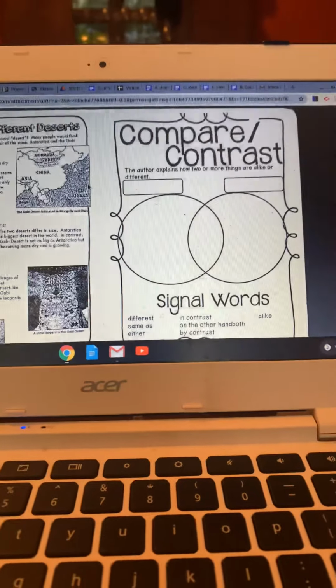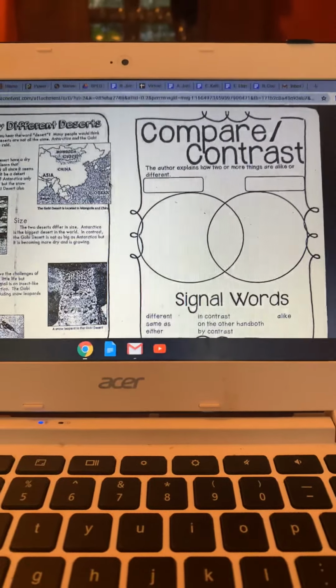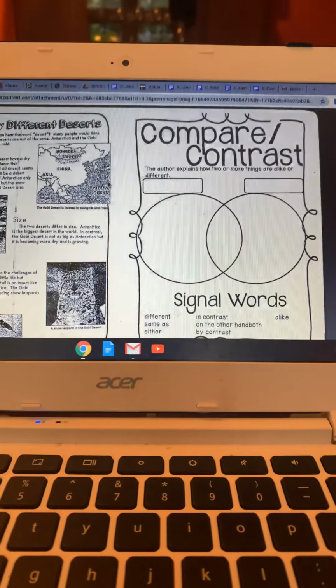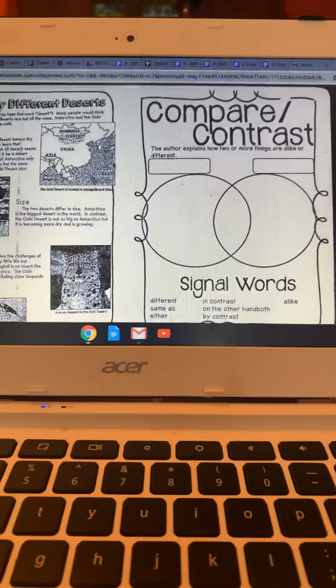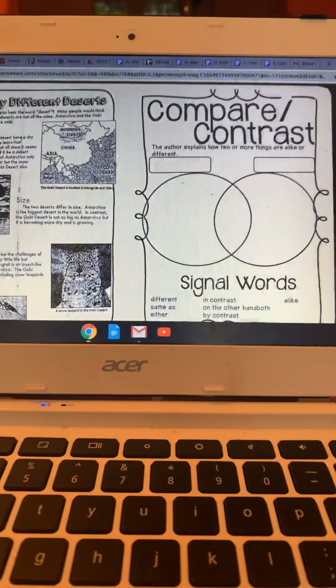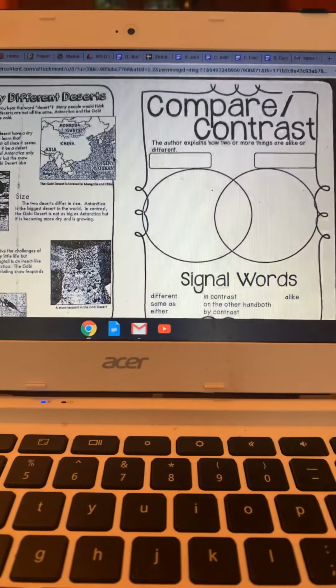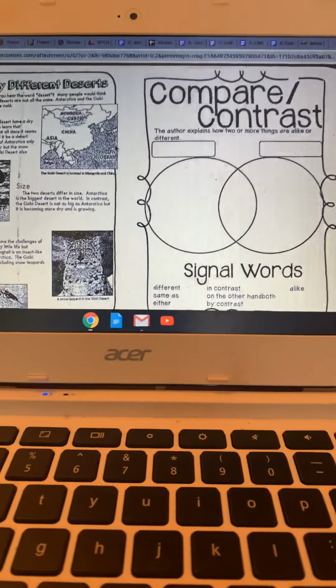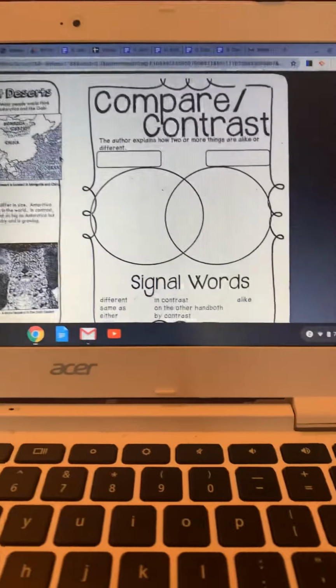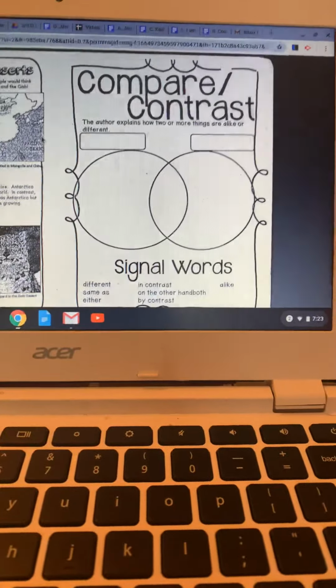Good morning, guys. Today we're going to be looking at the nonfiction text structure, comparing and contrasting. Okay, when we compare, we find things that are the same. When we contrast, we find things that are different. So today while I'm reading this passage to you, I want you to look for these signal words.